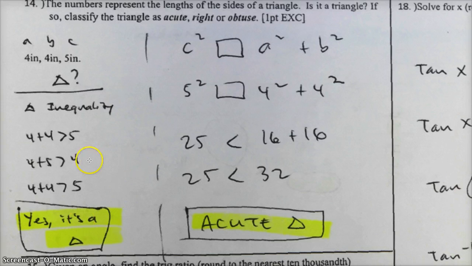Here we use the Pythagorean Theorem converse, c squared, and the box here is to show which inequality. Your c will be the longest value, which is 5, and you get 25 is smaller than 32, therefore it's an acute triangle, not a right.